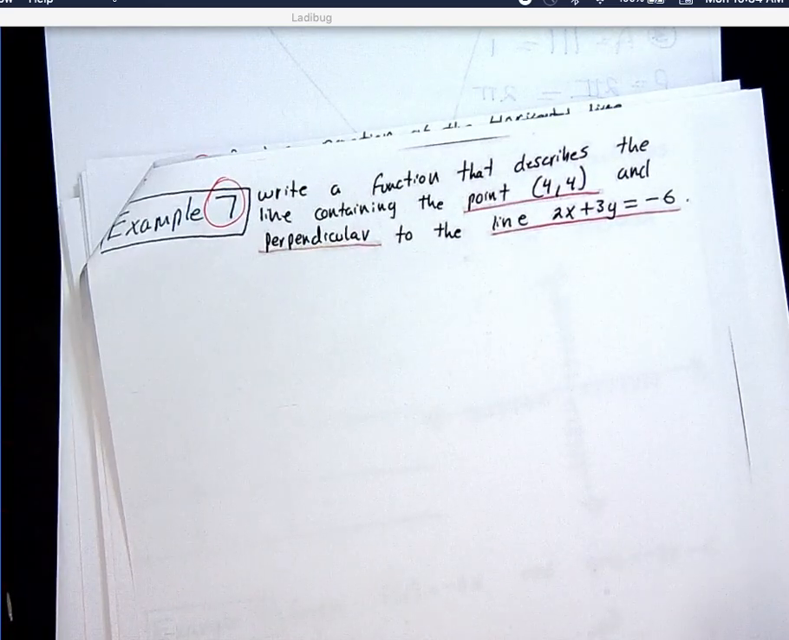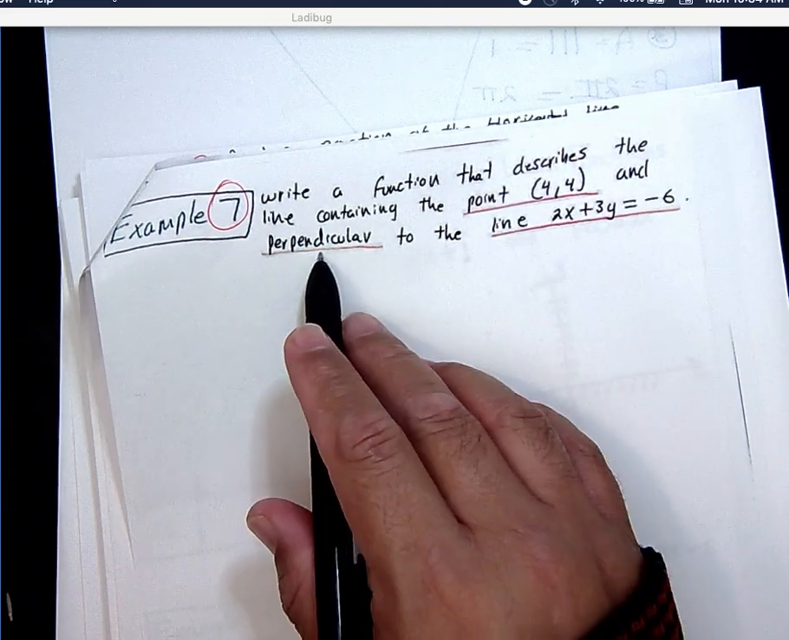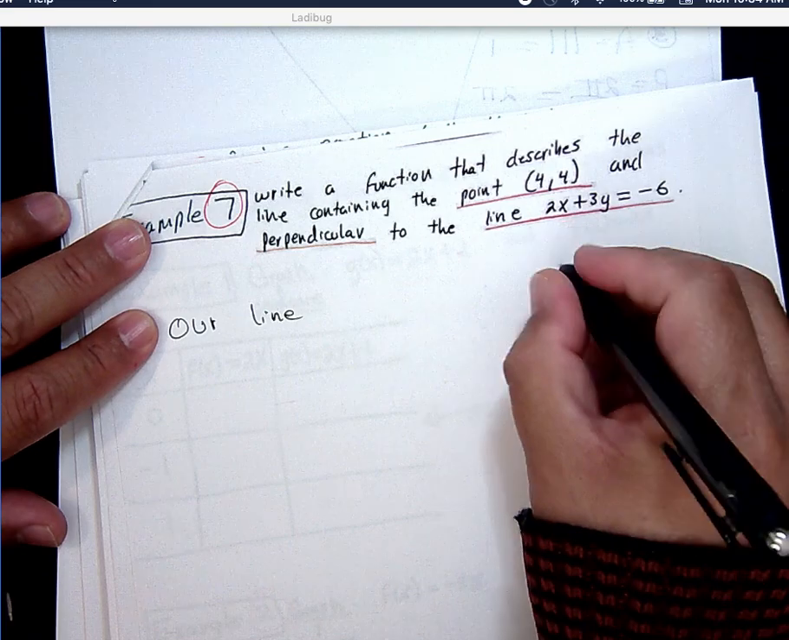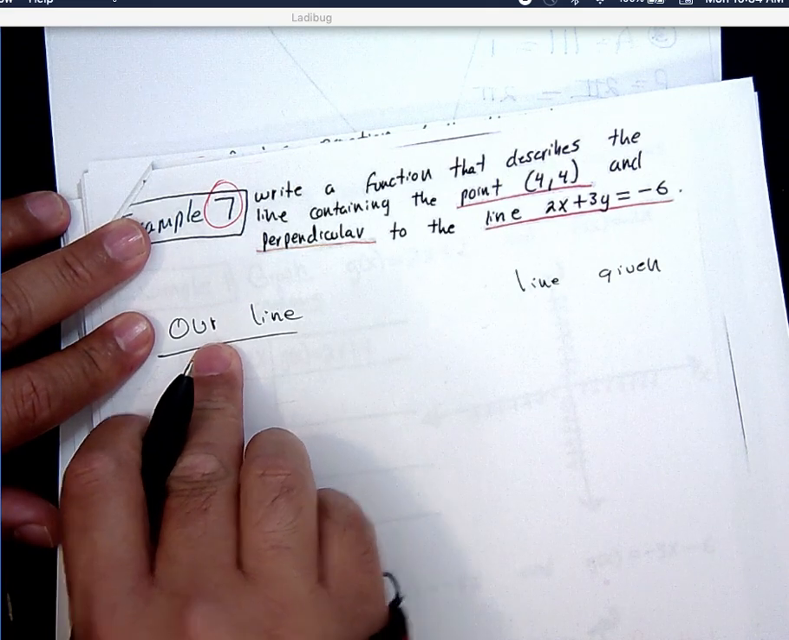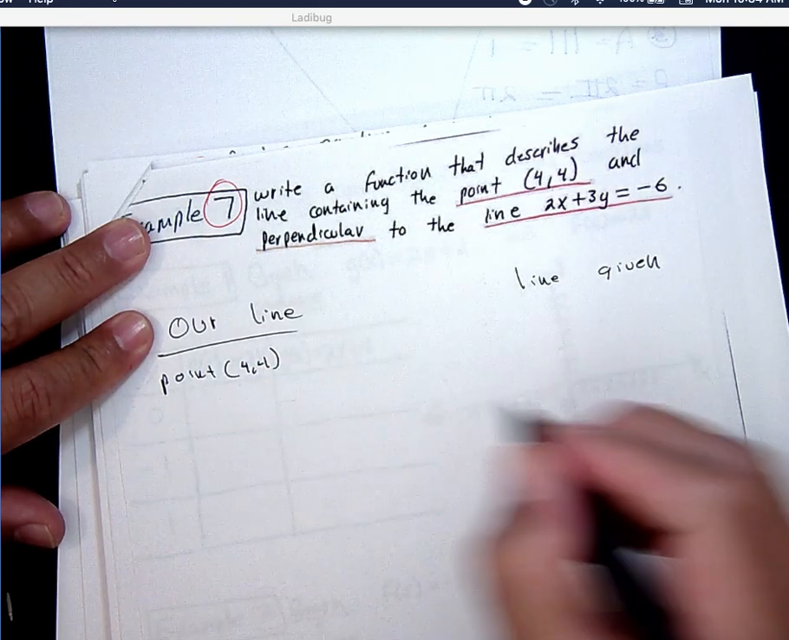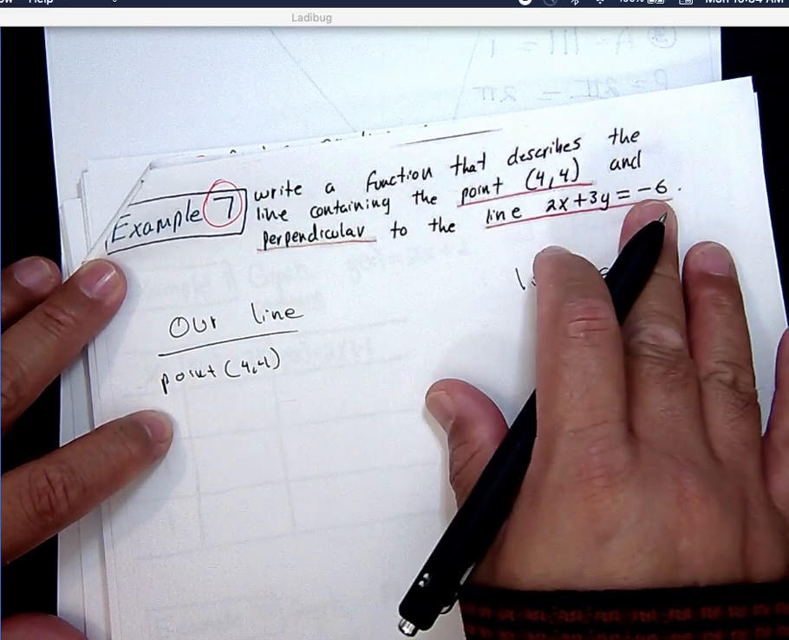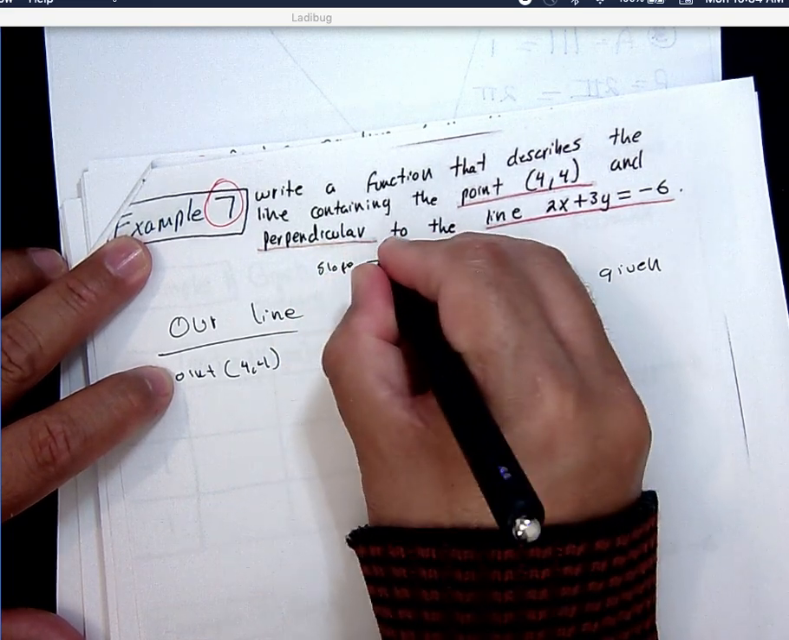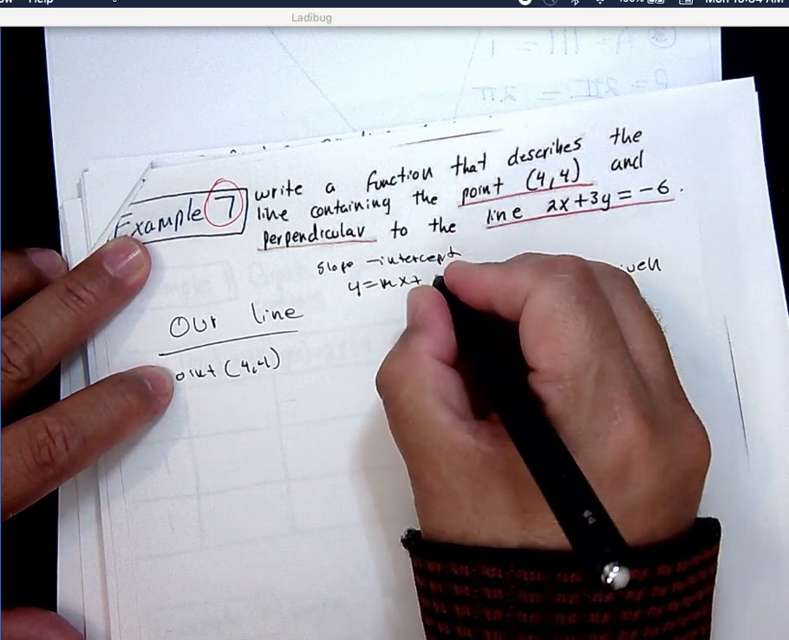So the last example, 7, they want you guys to write the function that describes the line containing the points and perpendicular to the line given. So what do we know of our line? We know it has a point 4, 4. Okay. And in this case, they don't want us to do the standard form, so we can leave it as slope intercept, y equals mx plus b.